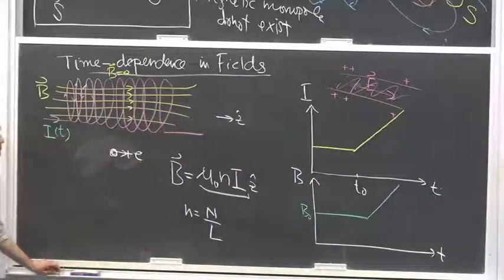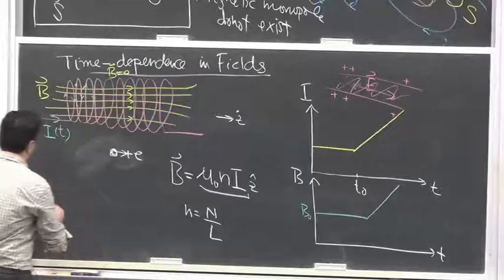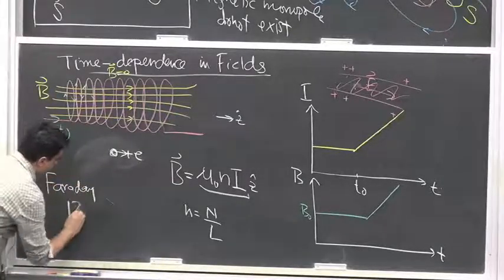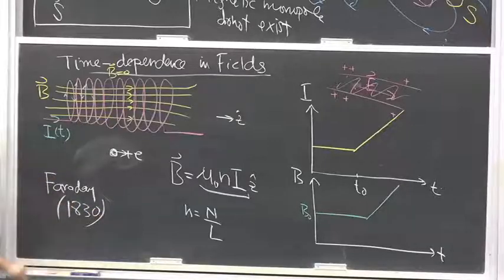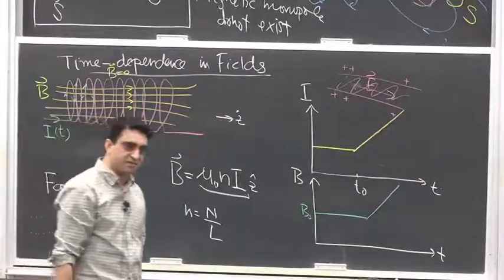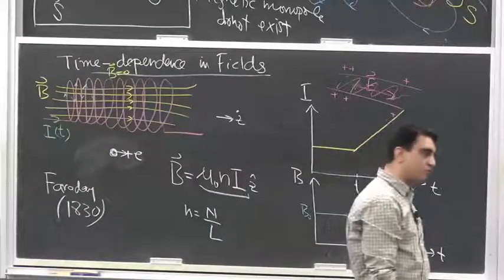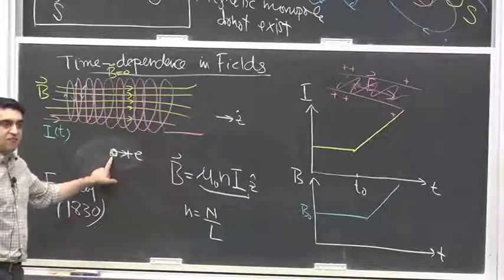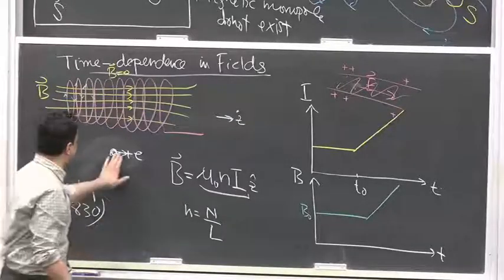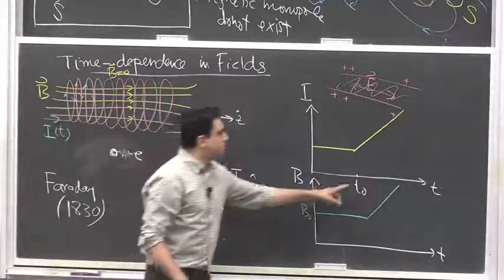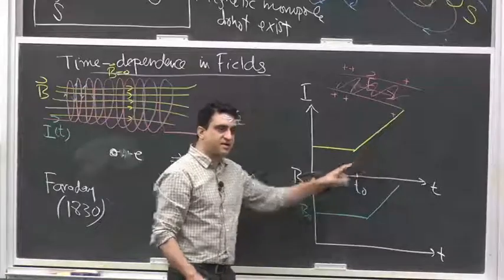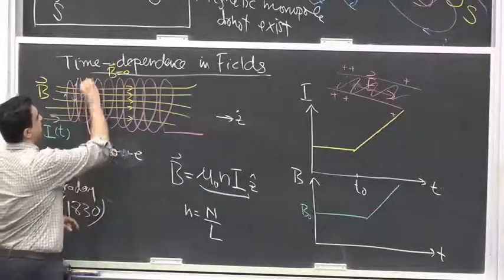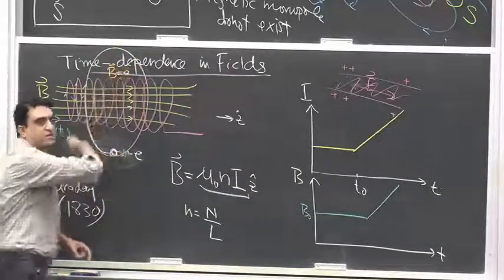Okay, so Faraday, who was a British scientist, did this sort of experiment around 1830. What he found out was that if you change the current inside a solenoid and you have a charge here, let's say stationary, the moment you try to increase the current, this charge would start accelerating around the solenoid and start moving in a circle.